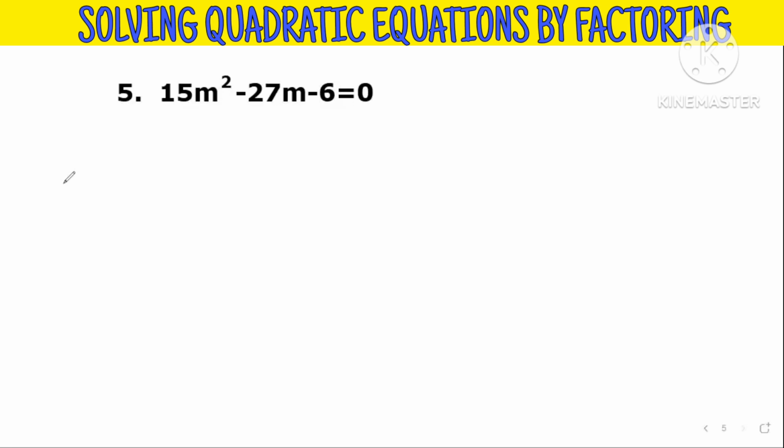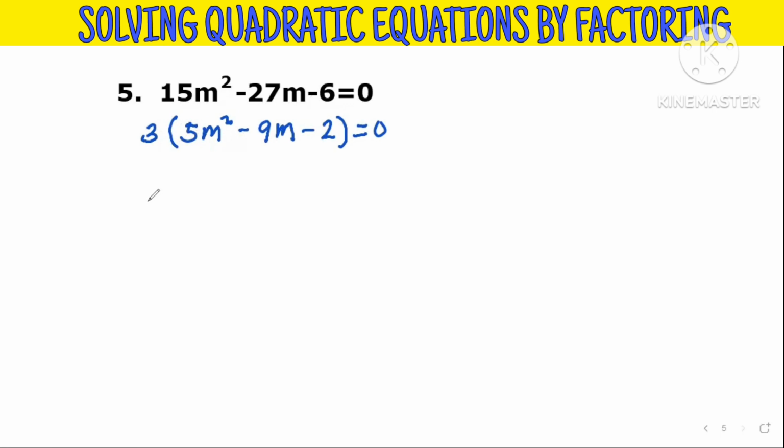So, let's have the last number, number 5, 15m squared minus 27m minus 6 equals 0. First step, do we have a GCF? Well, 15, 21, negative 27, negative 6, they are all divisible by 3. No? So we have a GCF, which is 3. So labas ang 3. Open parenthesis. So dito, 15 divided by 3 is 5. 5m squared. Negative 27 divided by 3 is negative 9. 9m. Negative 6 divided by 3 is negative 2. Equals 0.